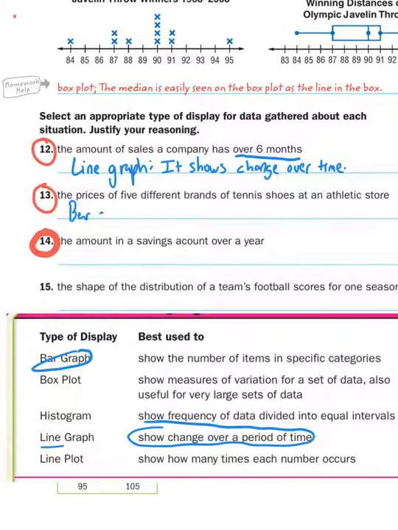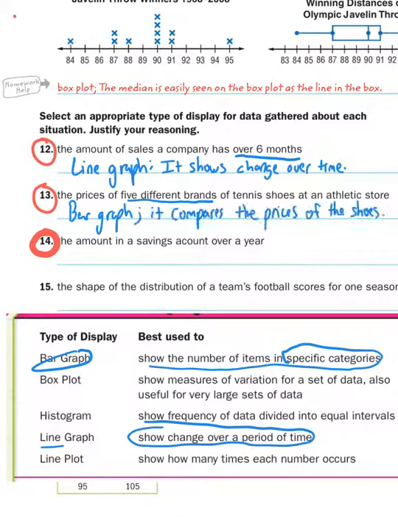Now, here is why. You are comparing 5 different brands of tennis shoes. So bar graphs are good to show the number of items in specific categories. So those brands of shoes are your categories. So your reasoning is it compares the prices of the shoes or the prices of the categories.